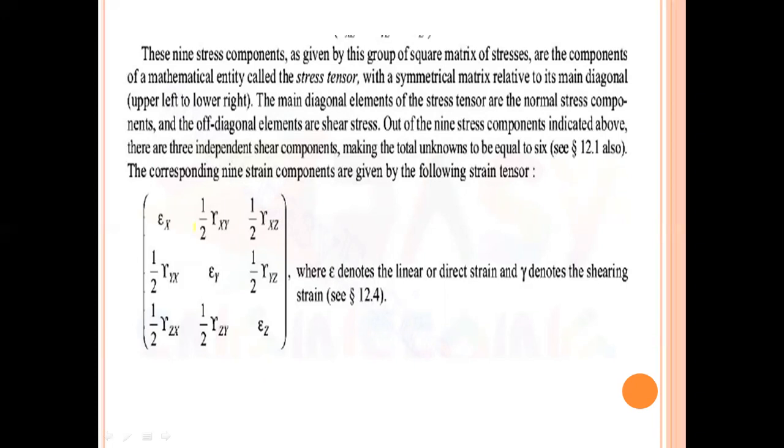So epsilon x, and one-half gamma xy, and one-half gamma xz. Similarly, one-half gamma yx, epsilon y, and one-half gamma yz. And similarly, the z components: one-half gamma zx, one-half gamma zy, and similarly epsilon z, where epsilon denotes linear or direct strain and gamma denotes the shear strain.